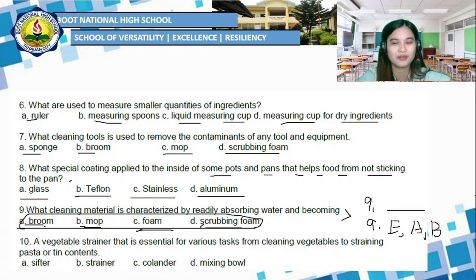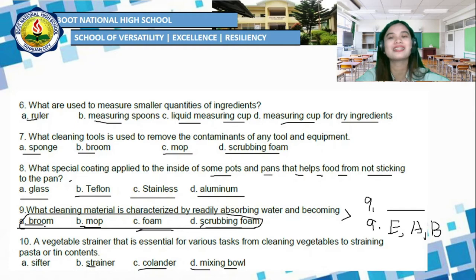Next, let's have number 10. A vegetable strainer that is essential for various tasks, from cleaning vegetables to straining pasta or tin contents. A. Sifter. B. Strainer. C. Colander. Or D. Mixing bowl.